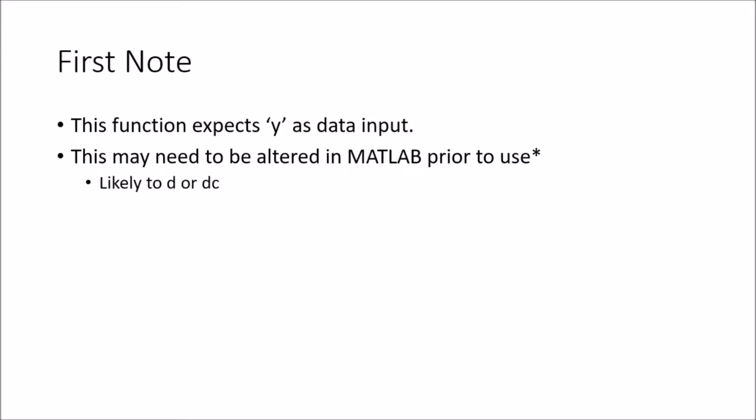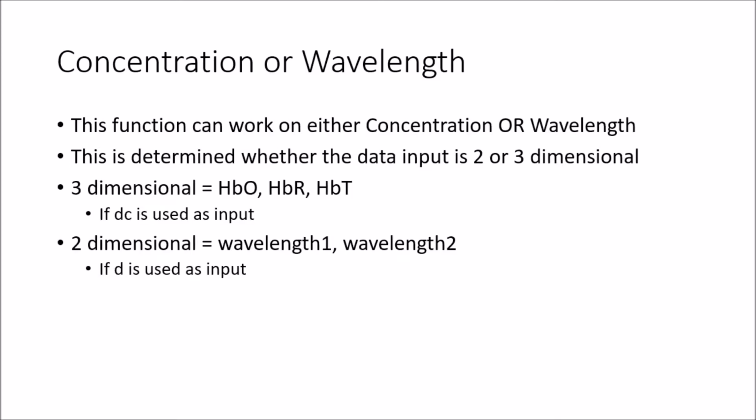So previously y was actually a data matrix. Currently it's actually D, which is raw data, or DC, which is delta concentration, or your concentration data. Depending on which you use, the PCA filter will act either on a three-dimensional matrix, which is your hemoglobin species, if you use DC, or your wavelengths, which is if you use D.